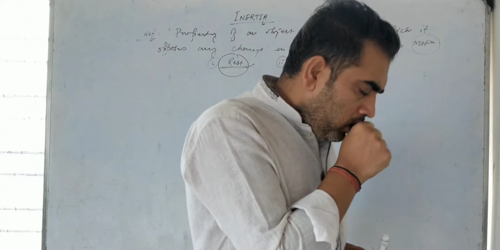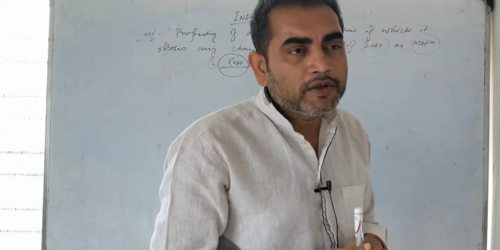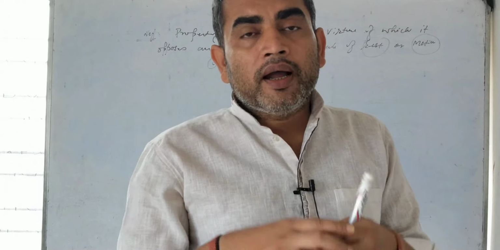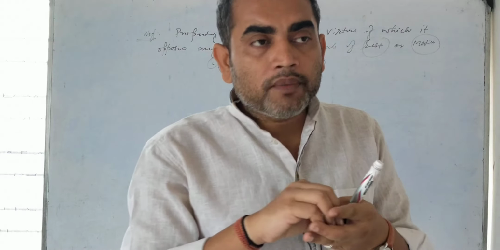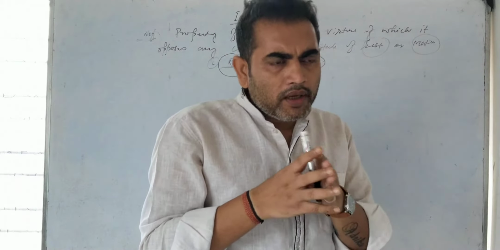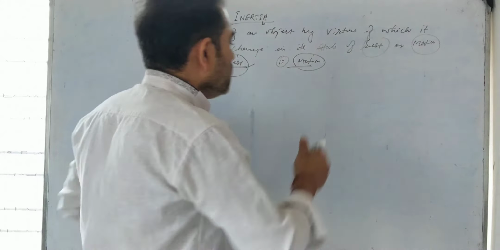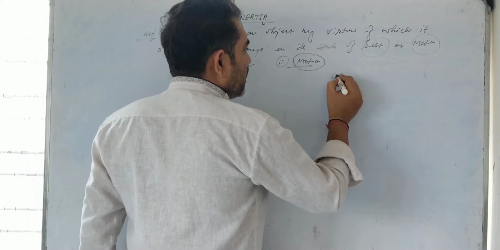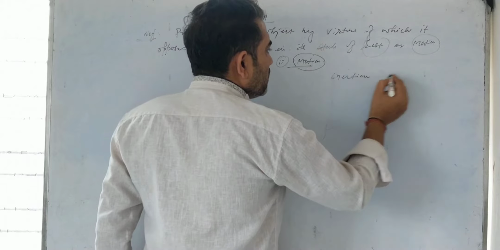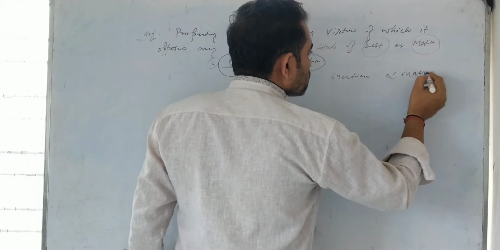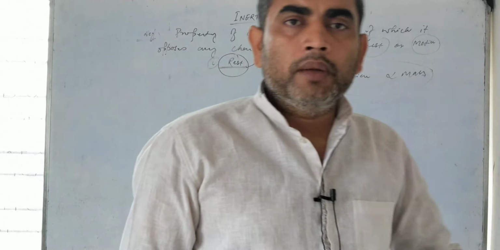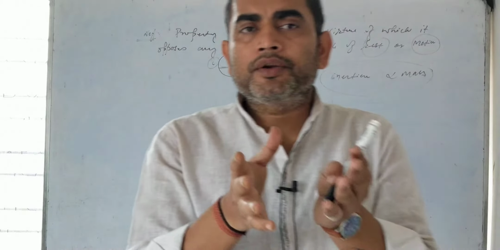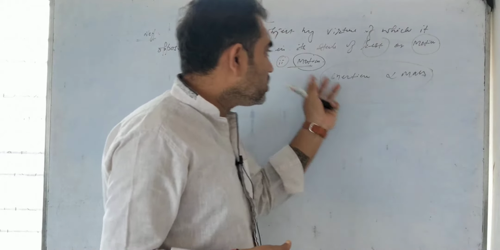Now we have understood inertia. Now inertia and mass. We will understand the relation between inertia and mass. Inertia is directly proportional to the mass of the object. That means the more the inertia, the more the mass. They are directly related to each other.